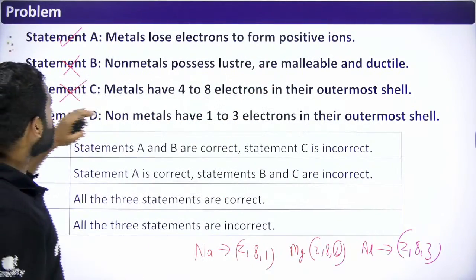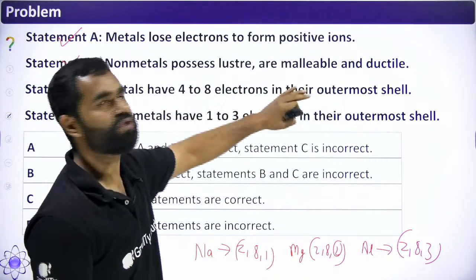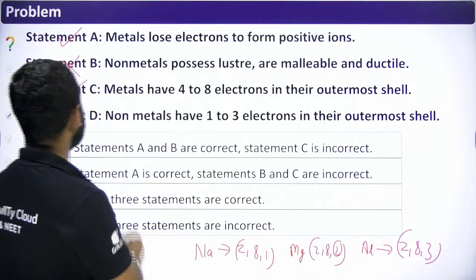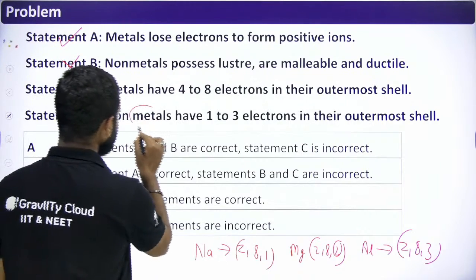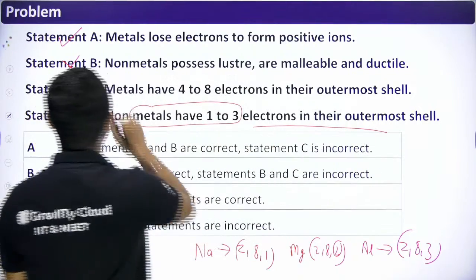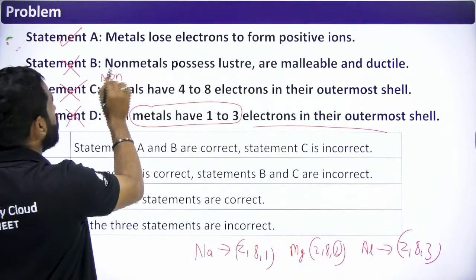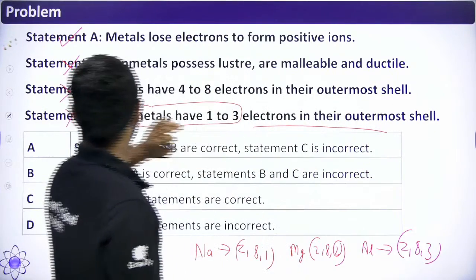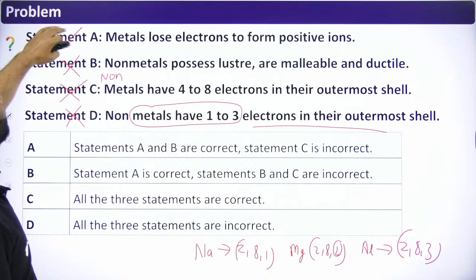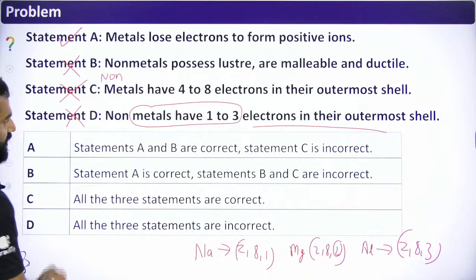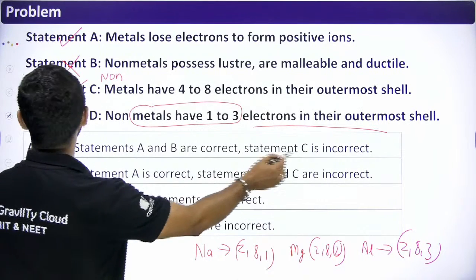Next statement, non-metals have 1 to 3 electrons in their outermost shell. No. In fact, it is reversed. Metals have 1 to 3 electrons in their outermost shell, and non-metals have 4 to 8 electrons in their outermost shell, right? So I think only statement A is correct and the rest of the statements are false. So let's see. Statement A is correct and statements B and C are incorrect.